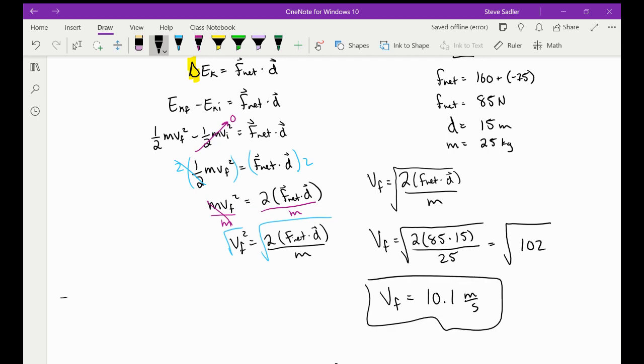There you go. That is a little bit of how to use the work energy theorem and a little bit of kinetic energy, which is the energy of motion. So if there's no motion or no velocity, then there's no kinetic energy.